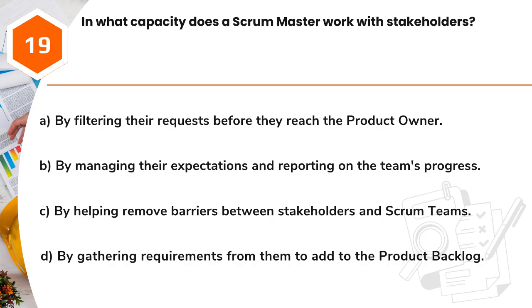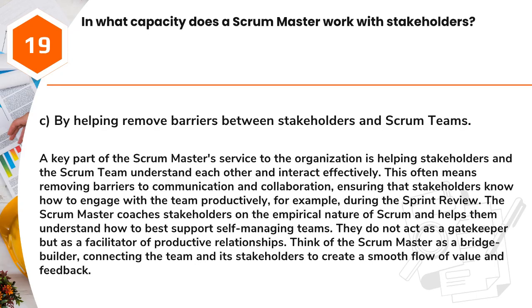Question 19. In what capacity does a Scrum Master work with stakeholders? A. By filtering their requests before they reach the product owner. B. By managing their expectations and reporting on the team's progress. C. By helping remove barriers between stakeholders and Scrum teams. D. By gathering requirements from them to add to the product backlog. Answer: C. By helping remove barriers between stakeholders and Scrum teams.